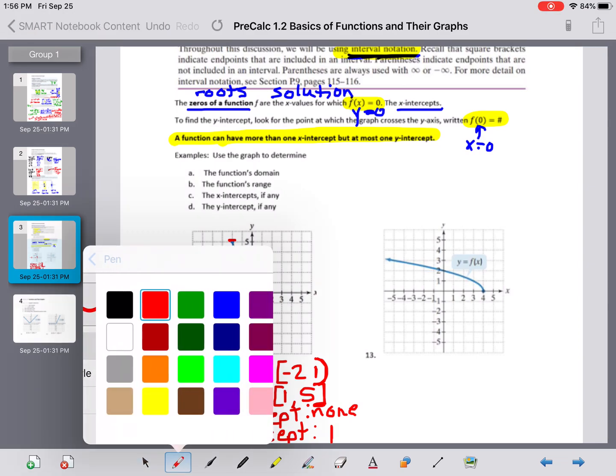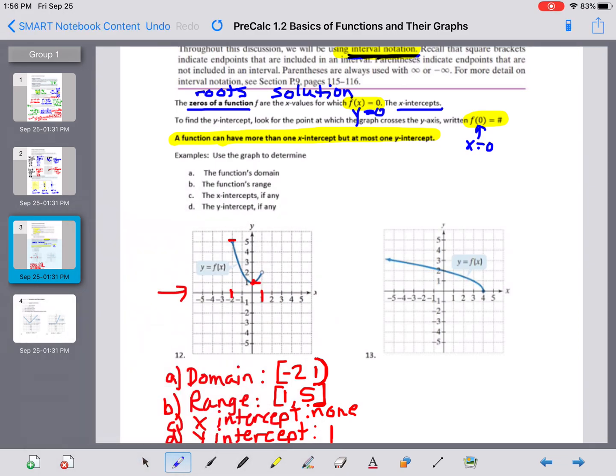All right, on my next graph, I'm looking for the same values. I'm going to find the domain and the range, both in interval notation. I'm going to find the x-intercept, and I'm going to find the y-intercept.